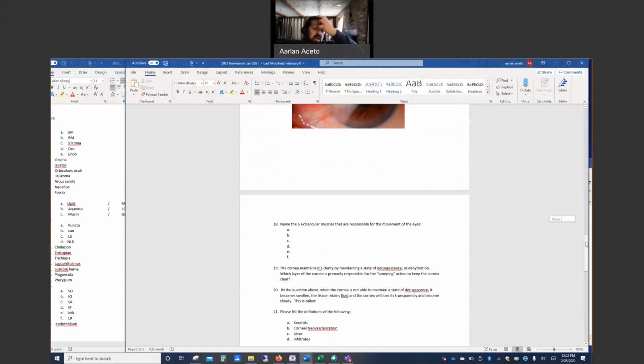17, what are the 6 extraocular muscles that are responsible? I should have asked you how they work, what their primary mechanisms are. I didn't. It's just the 4 recti: inferior, superior, medial, lateral, up, down, left, right.